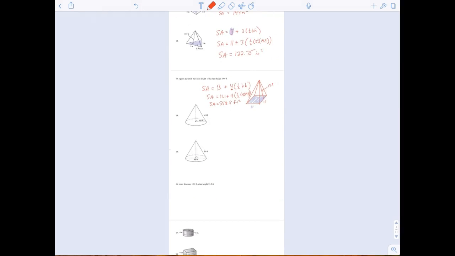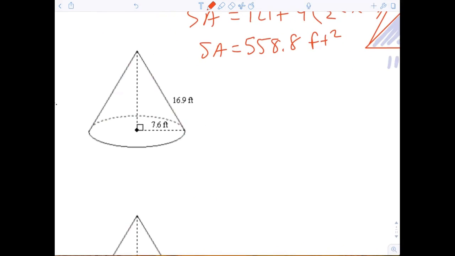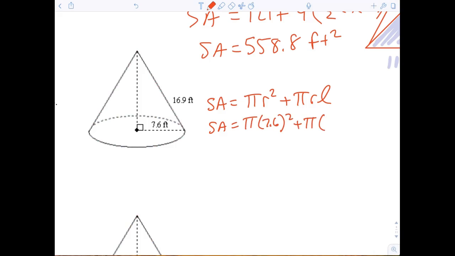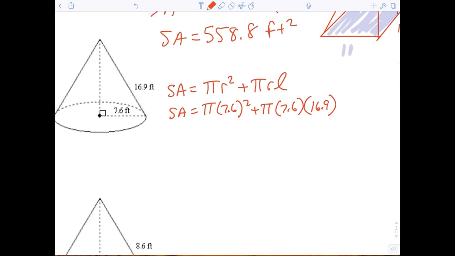Okay, here we go. Surface area of a cone. Sorry, I was just double checking something. No, not 2, because how many bases are there? Right. So the cone is pi r squared plus pi rl. Pi r squared plus pi rl. What's the radius? What's the slant height? 16.9. Type it in on your calculator. Let's go.